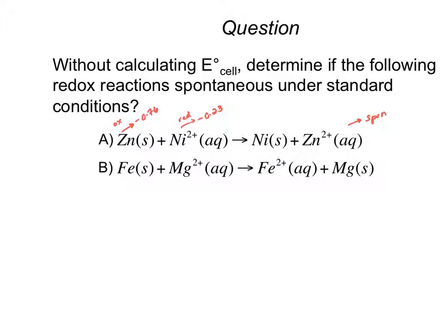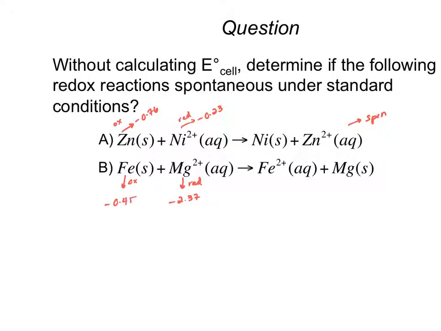So this is a spontaneous process. On the other hand, iron in reaction B, what's happening to iron? Is it being oxidized or reduced? It's being oxidized, right? It's going to iron 2 plus. Magnesium is what is being reduced here. So the reduction potential of magnesium is a minus 2.37. It's way down there on the table. Whereas for iron, it's a minus 0.45.